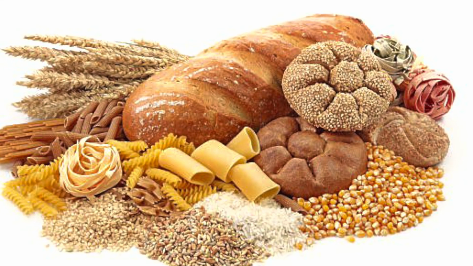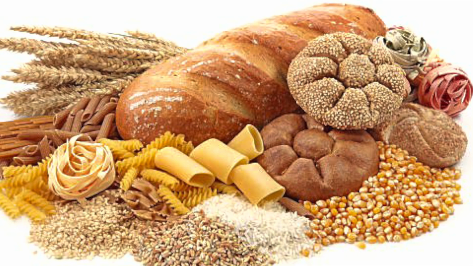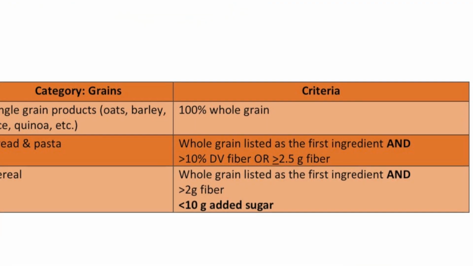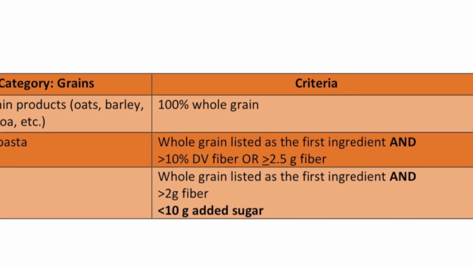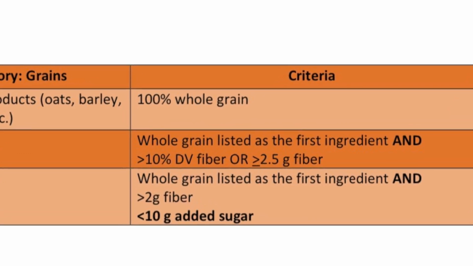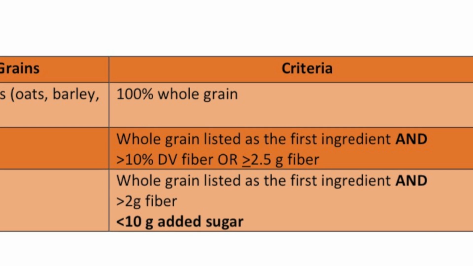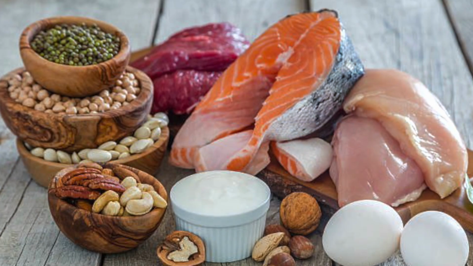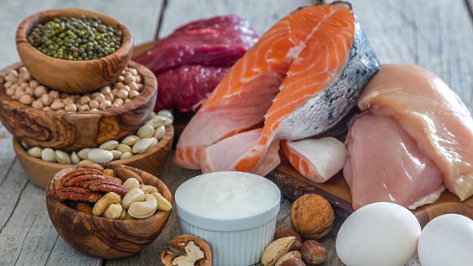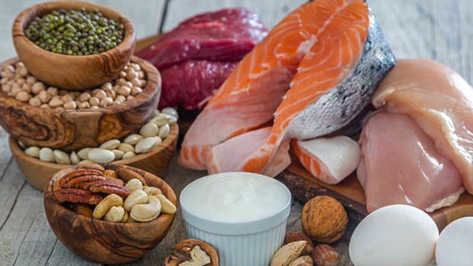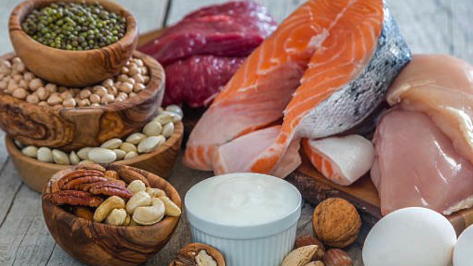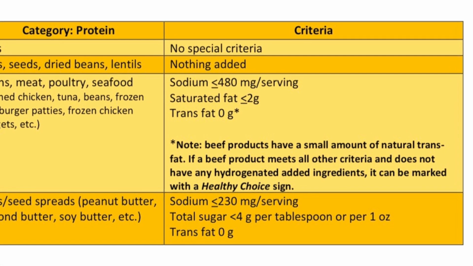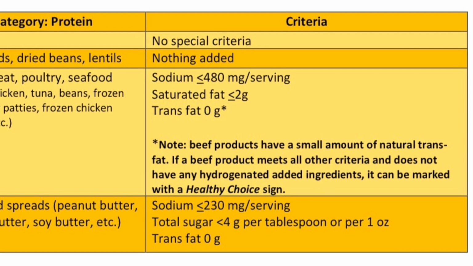The grain group also has criteria to encourage healthy eating within this group: 100% whole grains listed as the first ingredient, more than 10% daily value fiber content, with less than 10 grams of added sugar. For the protein group, healthy options fall within eggs, nuts, seeds, dried beans, and lentils, and canned varieties lower in sodium, saturated fat, and 0 grams trans fat.